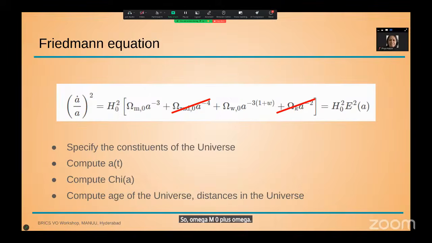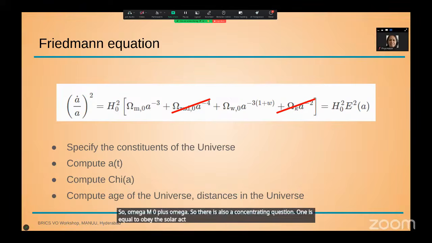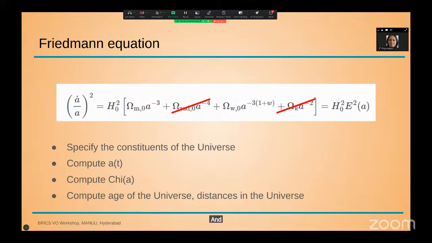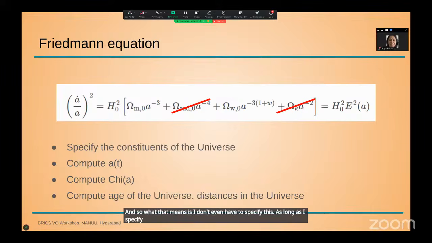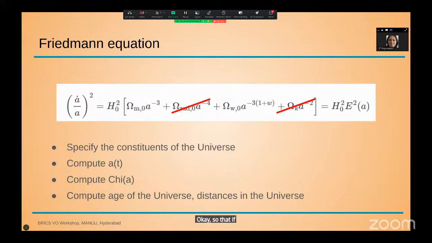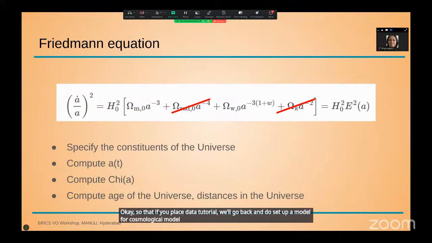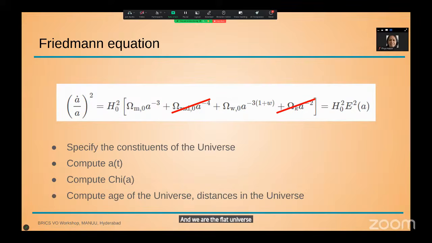So there is also a constraint equation. 1 is equal to omega n plus omega lambda, because we are living in a flat universe. And so what that means is I don't even have to specify this. As long as I specify omega n 0 and h naught, I'm done. So in today's data tutorial, we'll go back and set up a cosmological model. The two parameters that we will have to give, when we are in the flat universe, will be omega lambda and h naught. These two are the things.